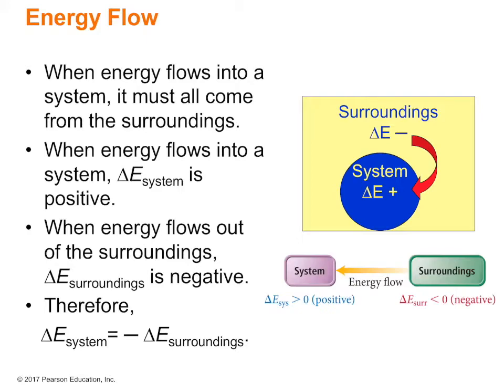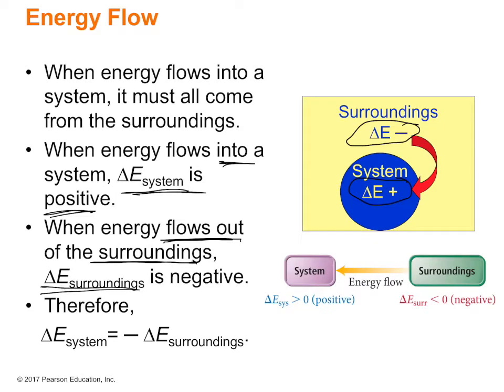When energy flows into a system, it must all come from the surroundings. You're taking energy from the surroundings and adding it to your system. That's like depositing money into your bank account, which is a positive thing. You're adding money. So when energy flows into a system, the change in energy of the system is positive. When energy flows out of the surroundings, the energy of the surroundings is negative. Therefore, the change in energy of the system equals the negative change in energy of the surroundings.